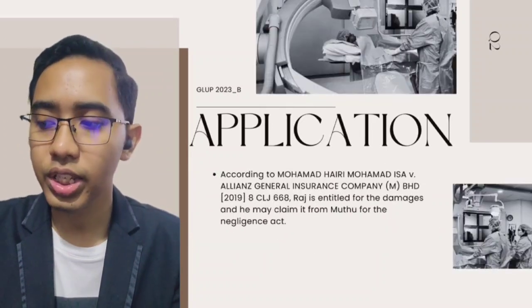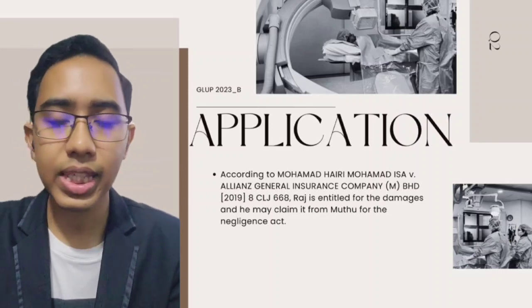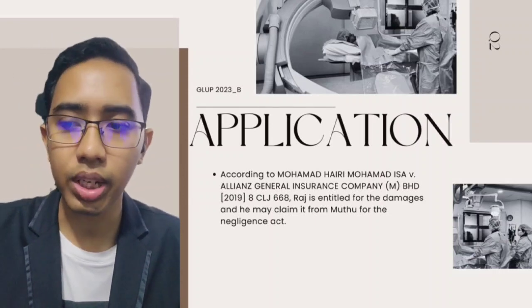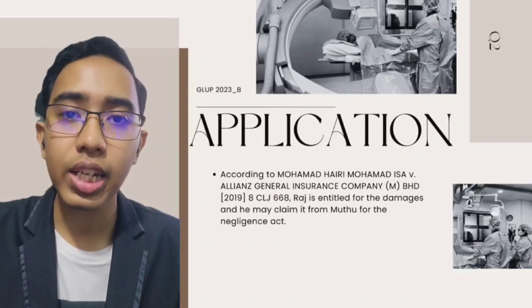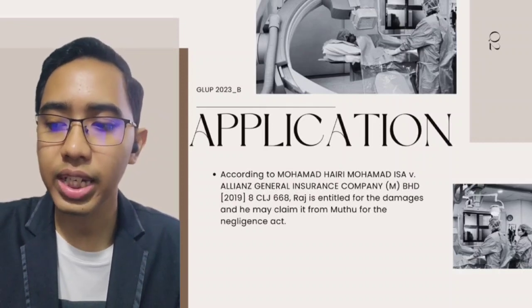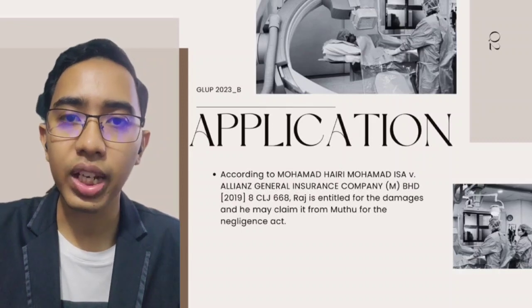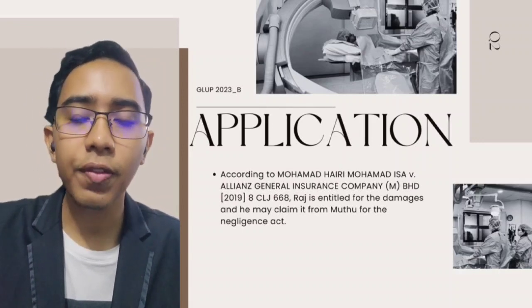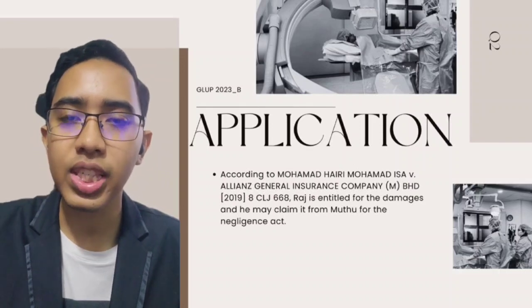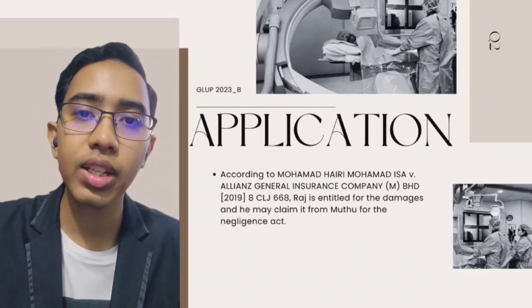Lastly, according to the case of Muhammad Hari Muhammad Isa against Alliance General Insurance Company, for those who have suffered the misfortune of a motor accident, the dependents may claim damages for negligence. So this makes Raj entitled to claim damages from Muthu for his negligence which has caused the loss of his son.